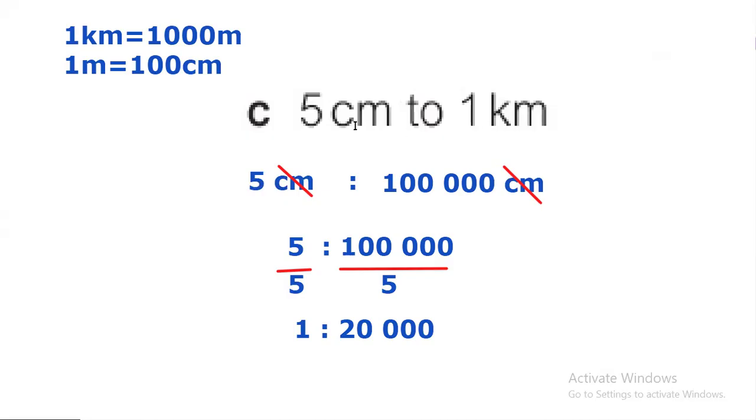So to turn them all to a map ratio, first you make them all centimeters, remove the centimeters together, and then make them 1 to n. And this is how I answer a question like this. Now let's move on to the next question.